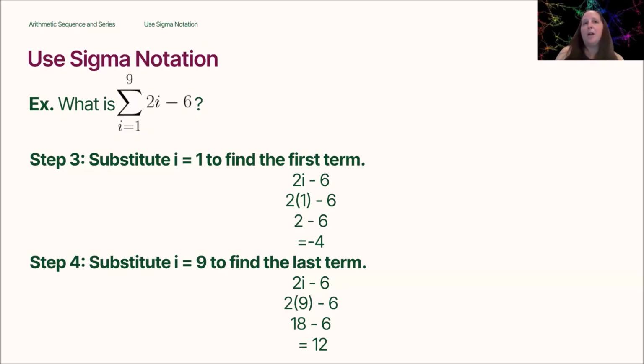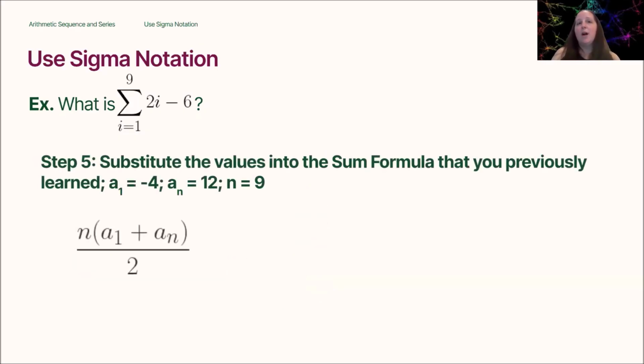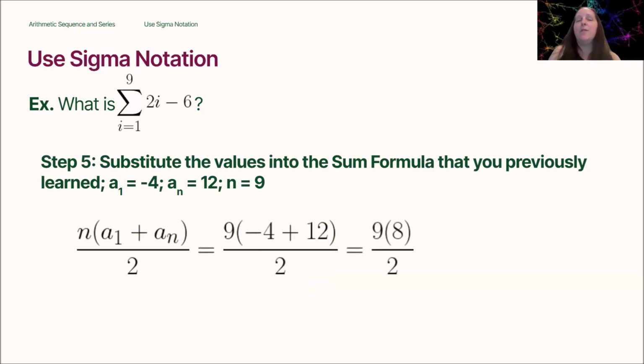The next thing I need to do is figure out what my common difference is, or how many terms I have. If I was trying to figure out my common difference, I could do my first term and then my second term and figure out what the common difference is that way, if I needed to put it into an explicit formula. I substitute the values that I know in the sum formula.